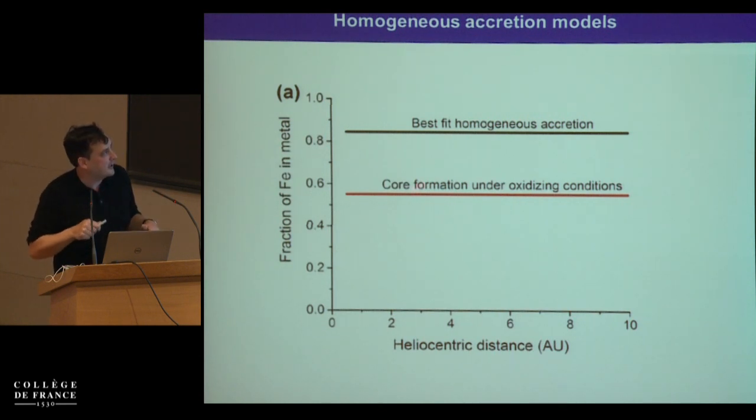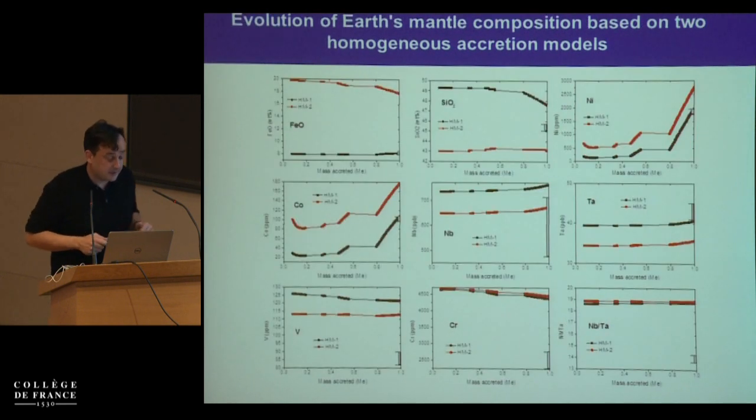It's not a problem. So we can test lots and lots of different compositions, and this was our best fit for a homogeneous model, and here is a fit for a more oxidizing model, for example. And what we find is that once we incorporate these dynamic simulations together, we don't find a solution with a homogeneous accretion model for the Earth. We can't actually reproduce the Earth's composition.